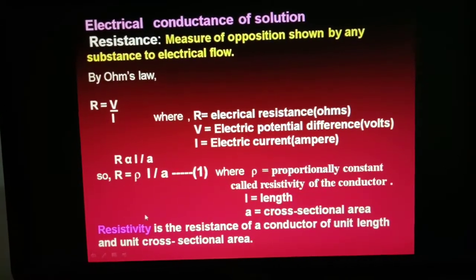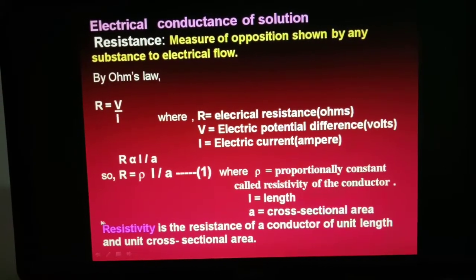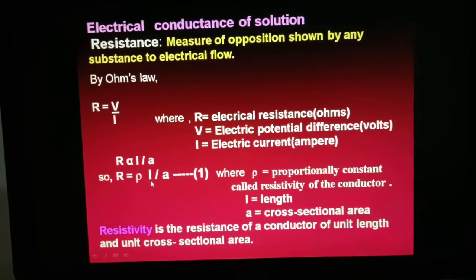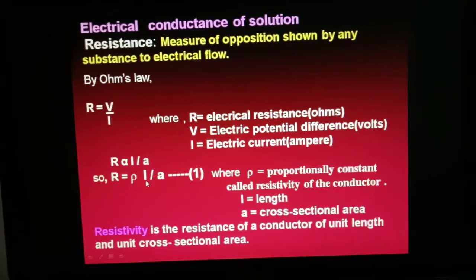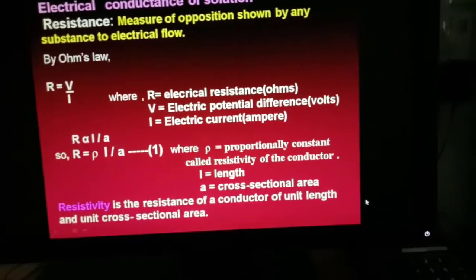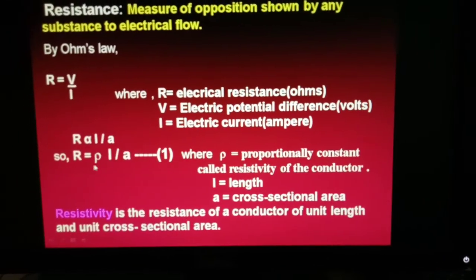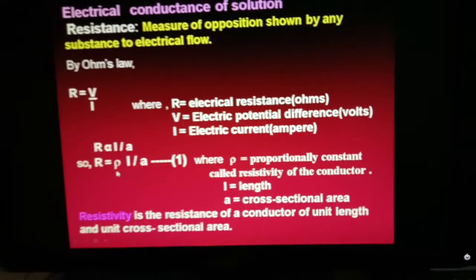Very often, the definition of rho, that is resistivity, is also asked. So we should remember, if L is taken as 1 meter or 1 centimeter and A is taken as 1 meter square or 1 centimeter square, then that resistivity is the resistance of the conductor of unit length and unit cross-sectional area, because R becomes equal to rho.